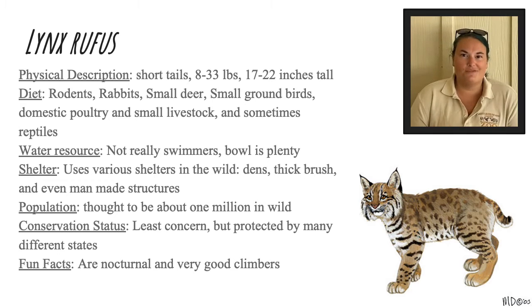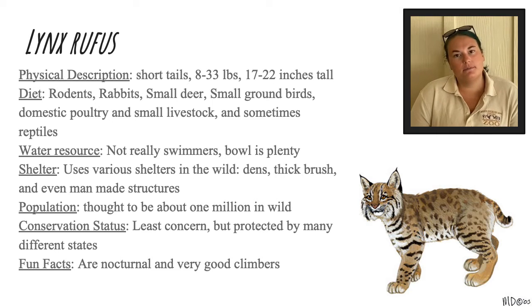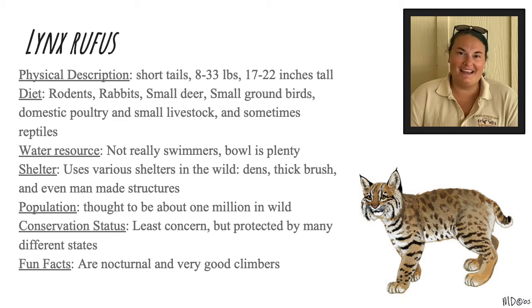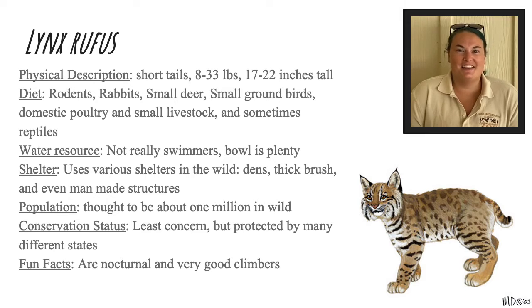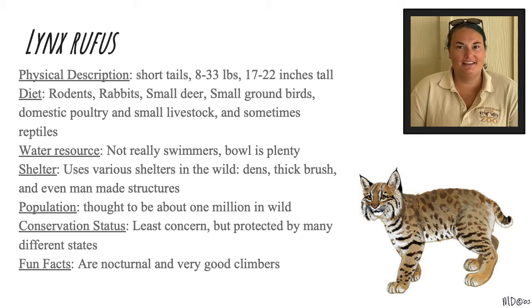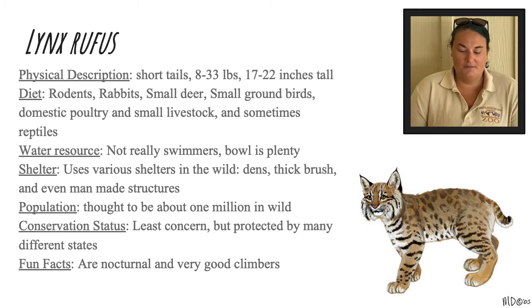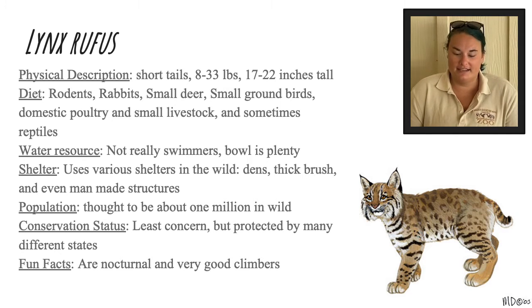In the wild, they use various shelters like dens, thick brush, and even man-made structures. The population of wild bobcats is thought to be about 1 million. The conservation status is least concern, but they are protected in several states. Bobcats have short tails, stand about 17 to 21 inches tall, and can be anywhere from 8 to 33 pounds. And a fun fact about these guys is that they are nocturnal and very good climbers.